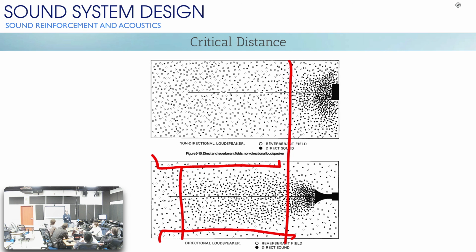Creating early reflections can increase critical distance. If you could get a good reflection that would bounce off one of these walls and hit the listeners within that window where it's helpful, that would help your critical distance as well. And so you don't want to lose that, right? You don't want to lose those good reflections.